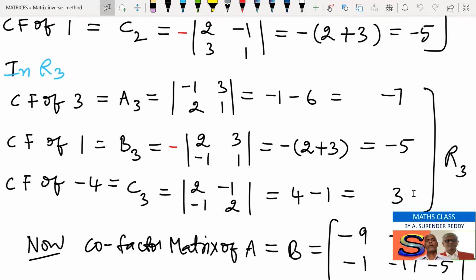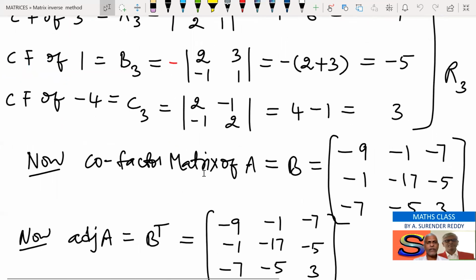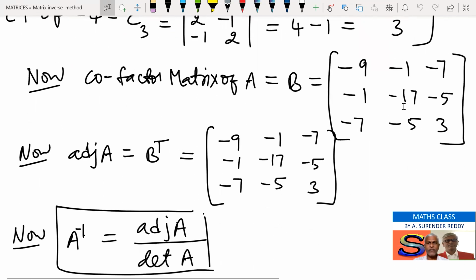After finding all the 9 cofactors of R1, R2, R3, write them as a matrix, the cofactor matrix of A. Let us call it B. So B is the cofactor matrix of A, writing the cofactors of the first row, second row, third row. So this is the cofactor matrix. Converting the rows of the cofactor matrix into columns, that is the transpose, is the adjoint matrix.